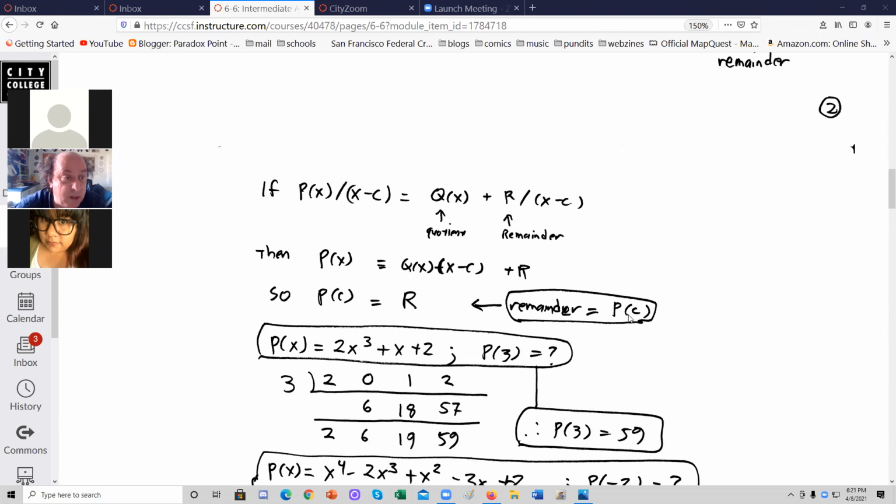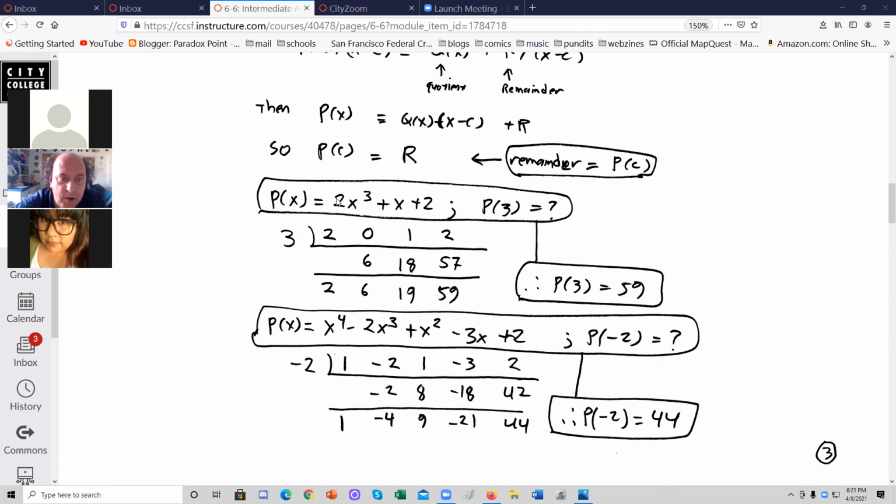So this is a cheap and easy way, actually easier than just plugging it in, of evaluating the value of a polynomial at c. So for example, 2x cubed plus x plus 2 is p of x. What is p of 3? Well, here we go. 2x cubed, 0x squared, 1x plus 2. Put a 3 out here.